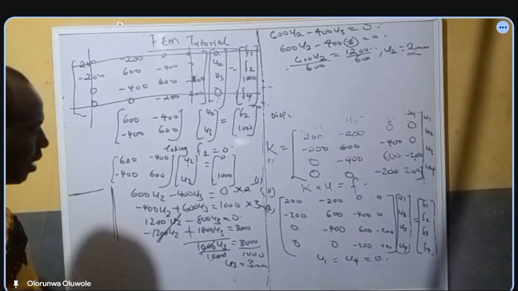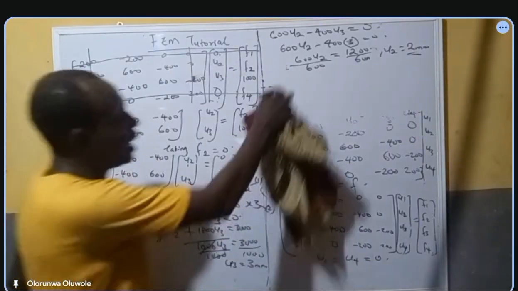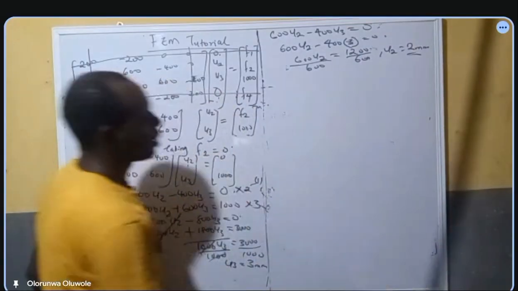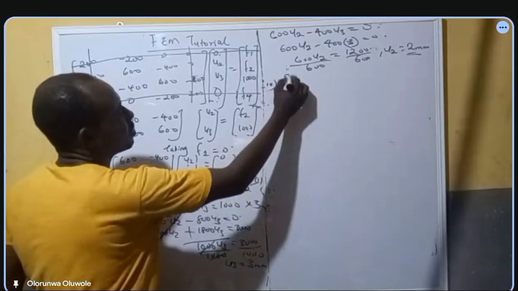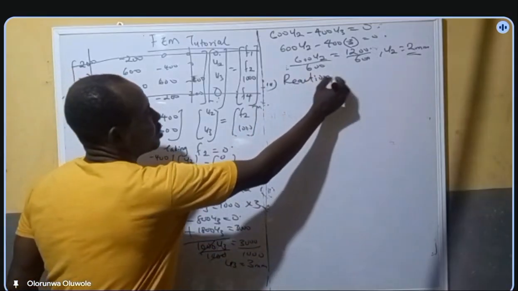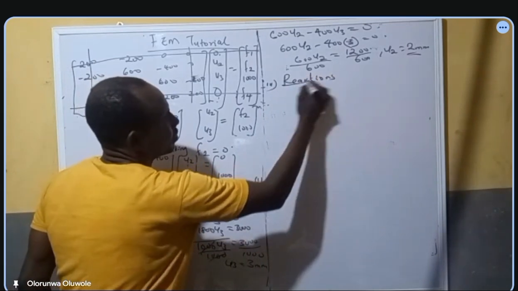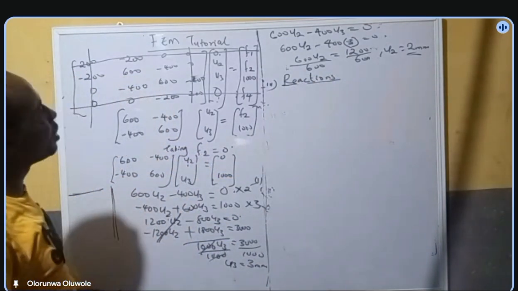That's simple. So the third question says you should find the reactions at the two ends. So what will you do? The third question now, reactions at the two ends. So how will you do that?